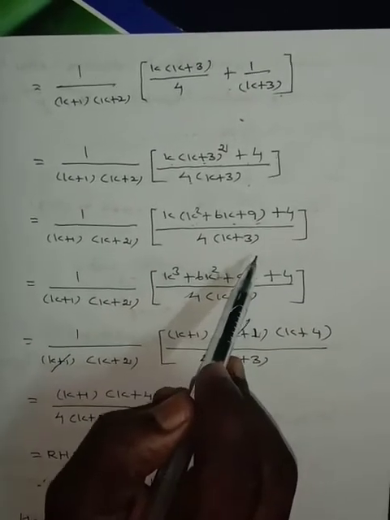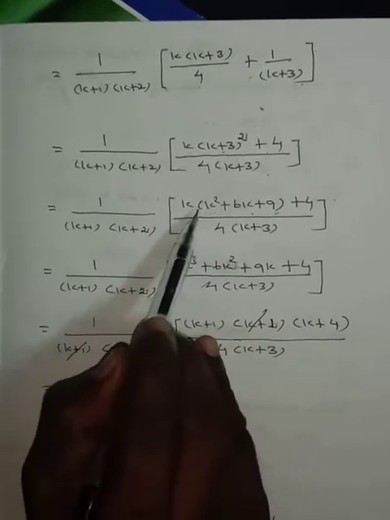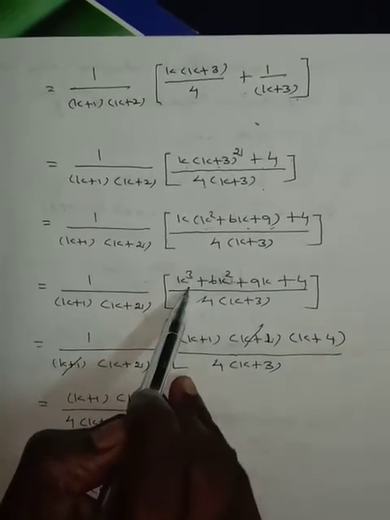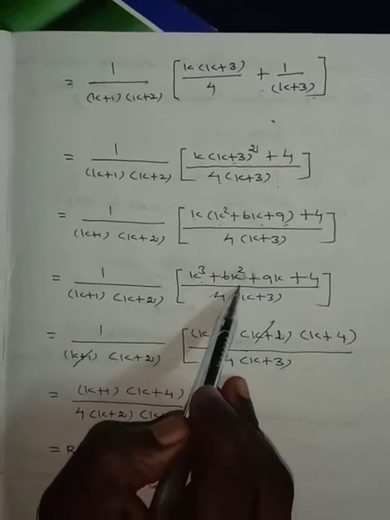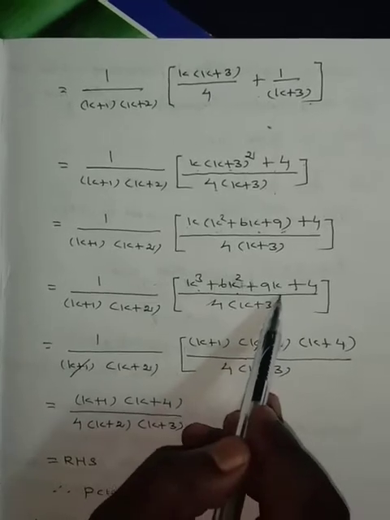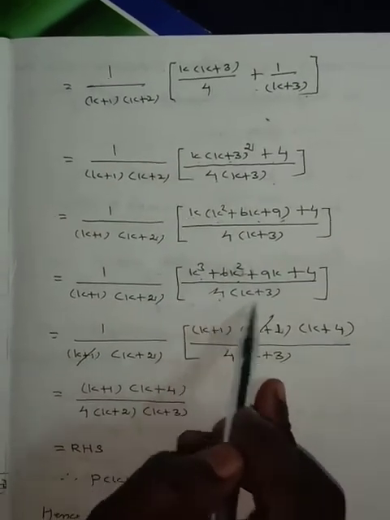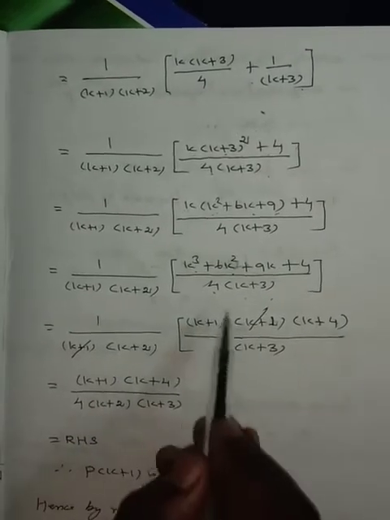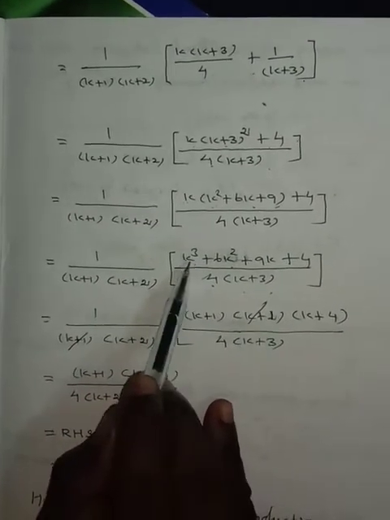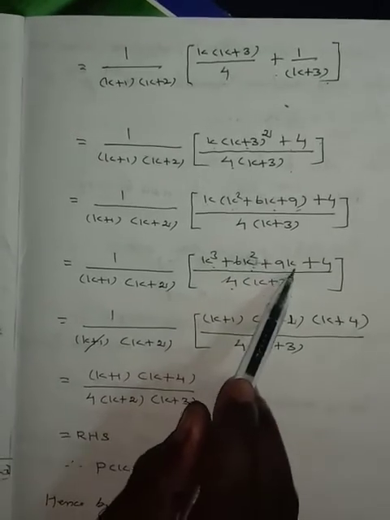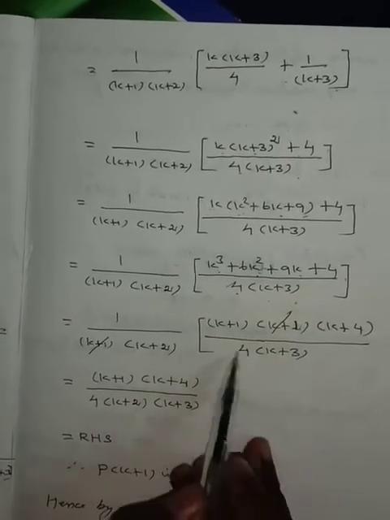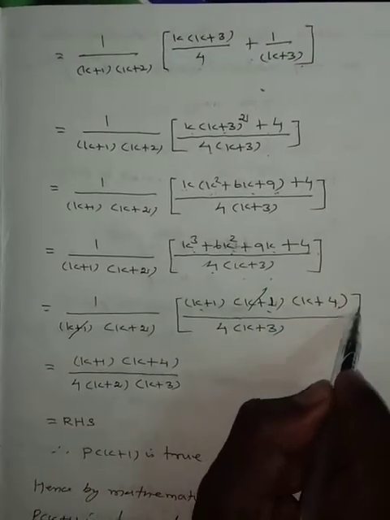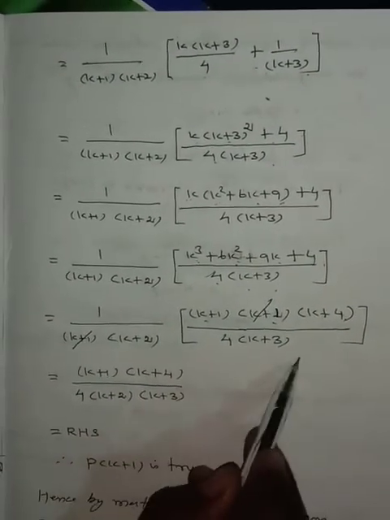Now multiply k into the first bracket: k into k² is k³, k into 6k is 6k², k into 9 is 9k, plus 4, whole divided by 4 into (k+3), is equal to 1 divided by (k+1)(k+2) of this k³ plus 6k² plus 9k plus 2, that means (k+1) into (k+2) into (k+4), whole divided by 4 into (k+3).